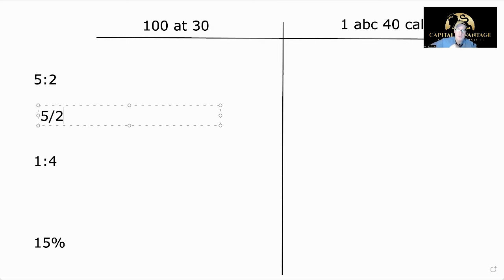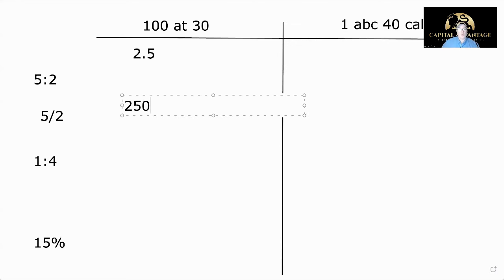5 divided by 2. What are you going to get? It was 2.5. So our multiplier is now 2.5. So all I'm going to do is 2.5 times 100. So that should be 250, right? If I do the math right. Don't do it in your head, Ken. Don't be an idiot. 100 times 2.5 equals 250.